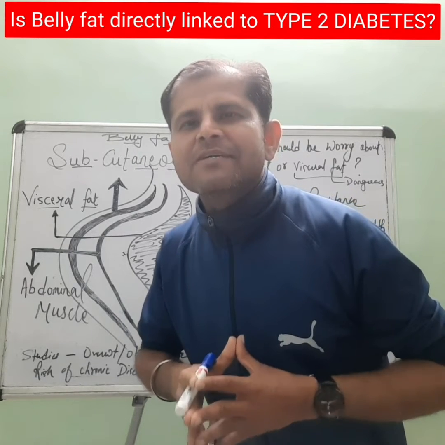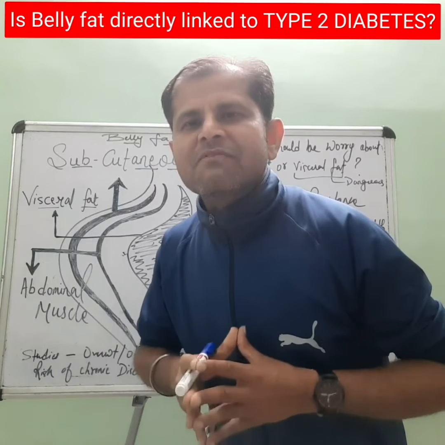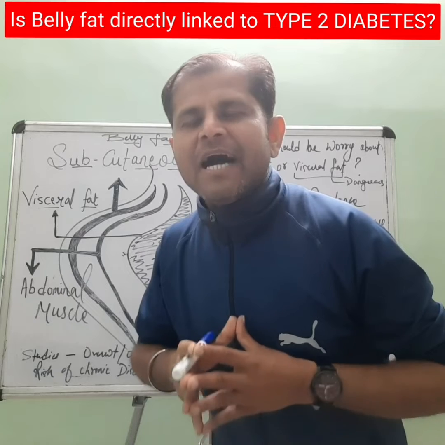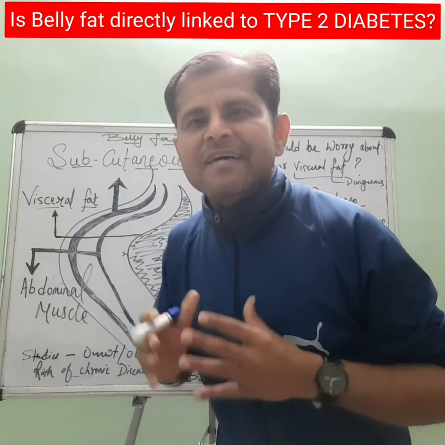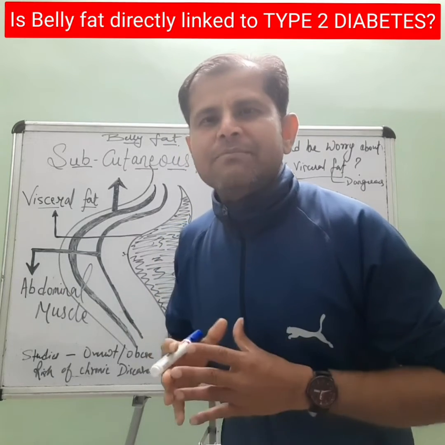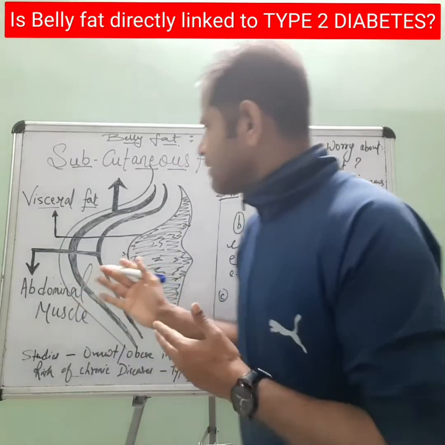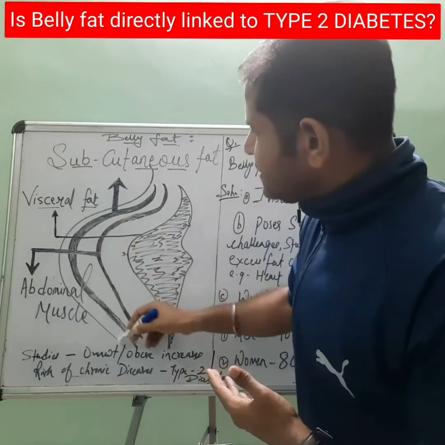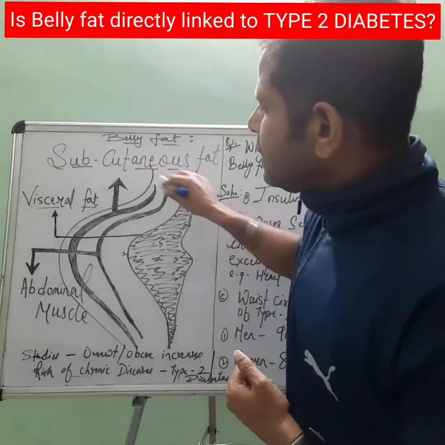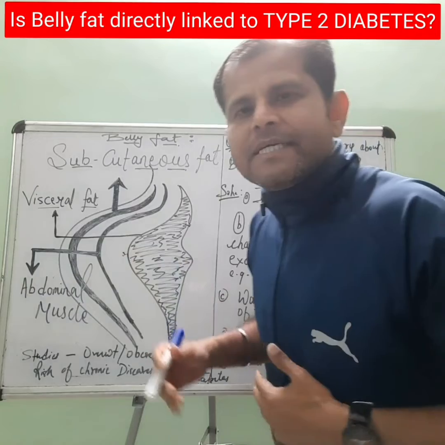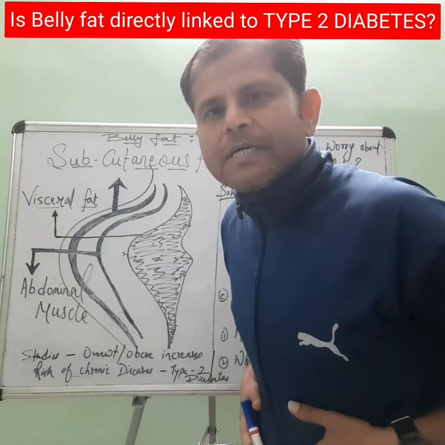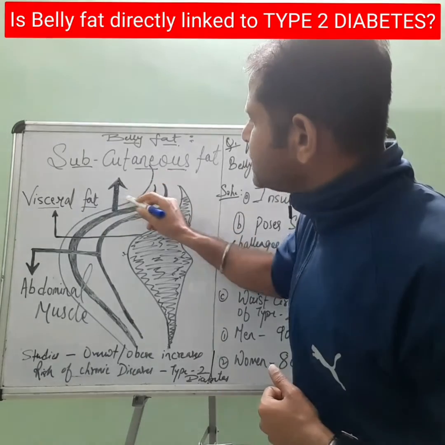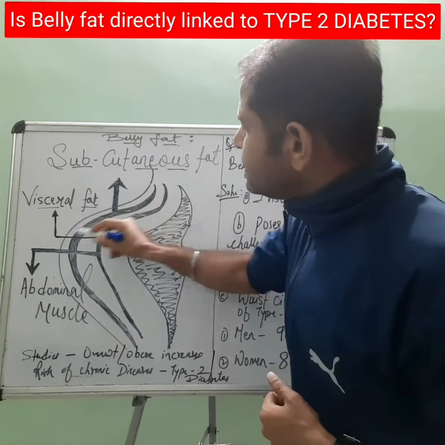And let me clear one thing: visceral fat is directly linked to your type 2 diabetes. And how dangerous it is, let us understand from this diagram. You can see this diagram, the outer portion. This is the diagram of the whole abdominal cavity, or we can say the internal part of our stomach. Now you can see the outer portion. This is the stomach part, and just below this skin there is a line.